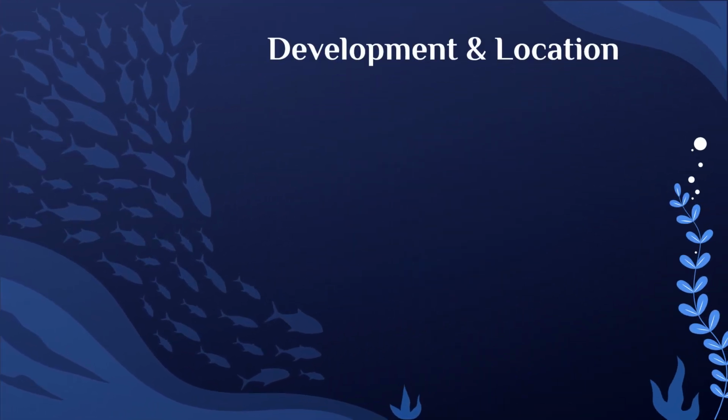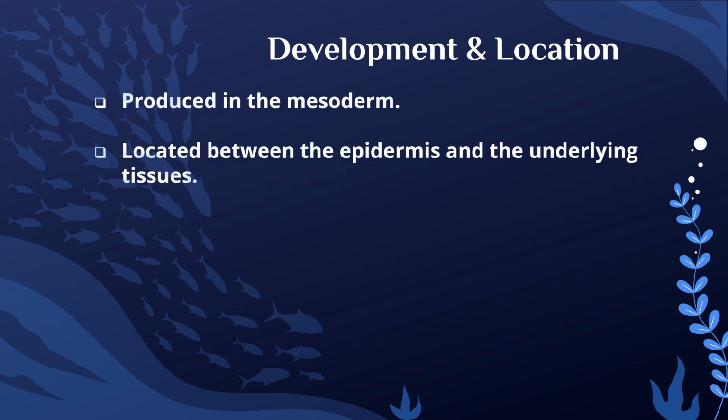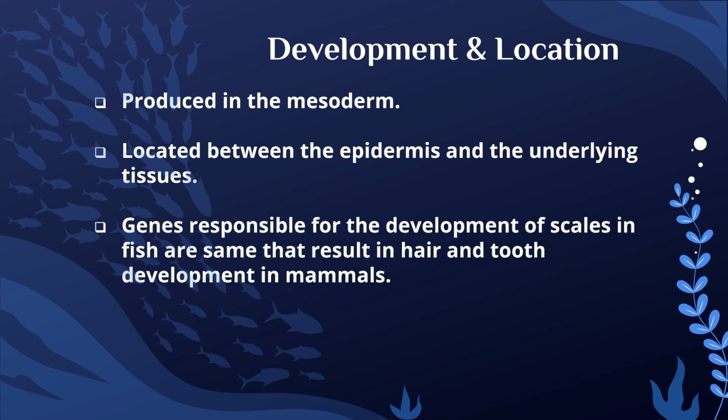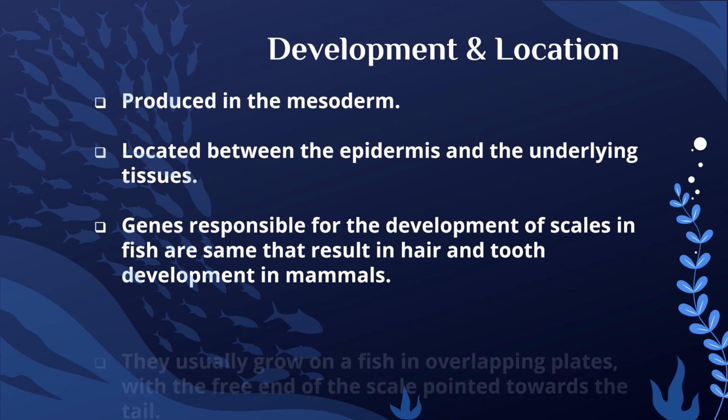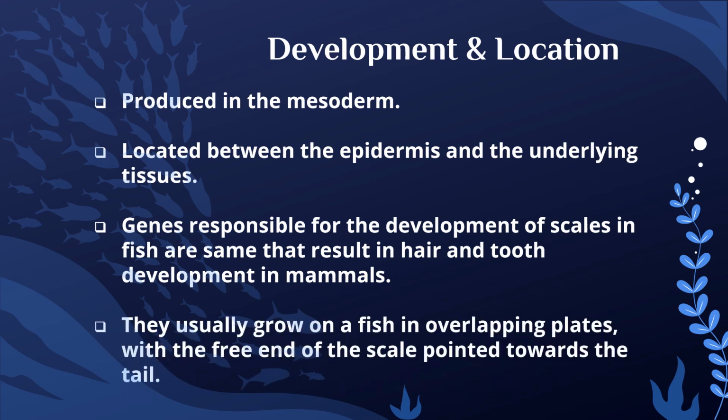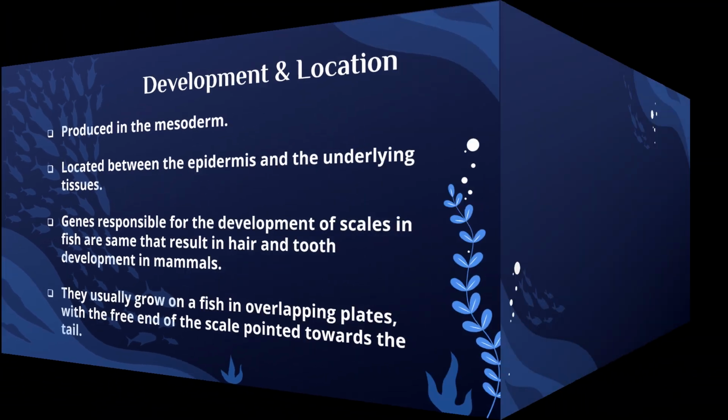Let's discuss their development and location. These are produced in the mesoderm. They are located between the epidermis and the underlying tissues. Genes which are responsible for the development of scales in fish are the same that result in hair and tooth development in mammals. They usually grow on a fish in overlapping plates with the free end of the scale pointed towards the tail.